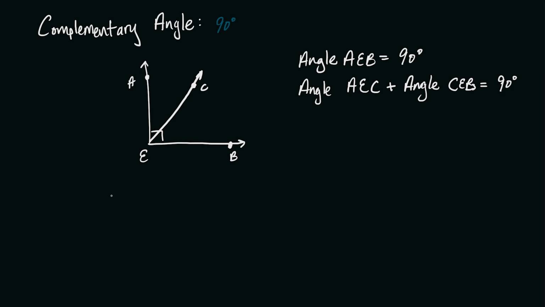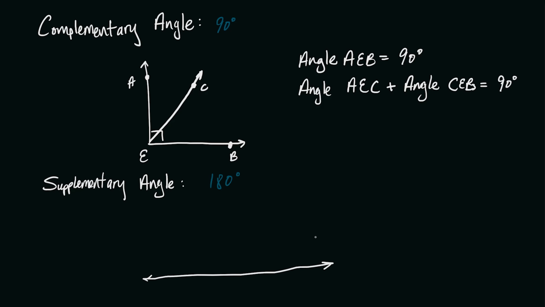Now we have another type, which is called supplementary. A supplementary angle, in this case, is 180 degrees. As an example, we can make a straight line, because we all know a straight line is 180 degrees. Pretend that's a straight line, and let's say we have this angle here. So we have A, B, and C, and of course E over here.